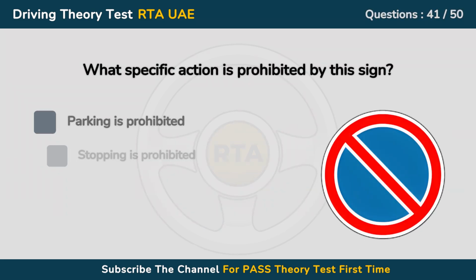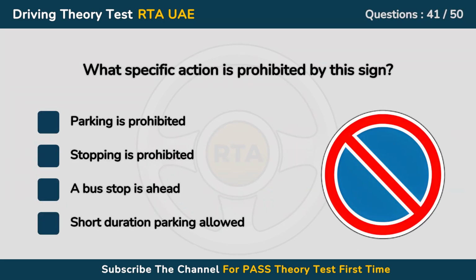Question 41. What specific action is prohibited by this sign? A. Parking is prohibited. B. Stopping is prohibited. C. A bus stop is ahead. D. Short duration parking allowed.